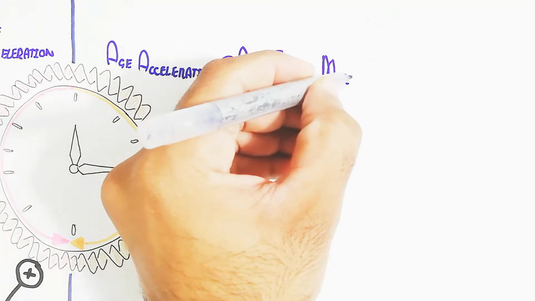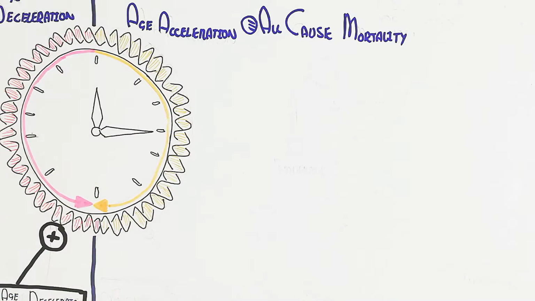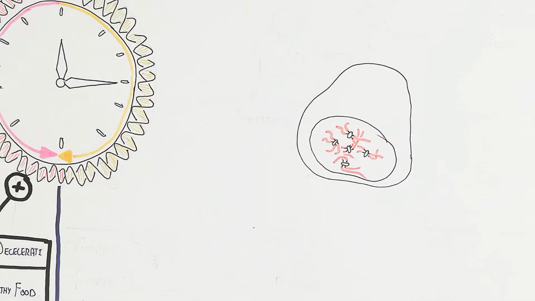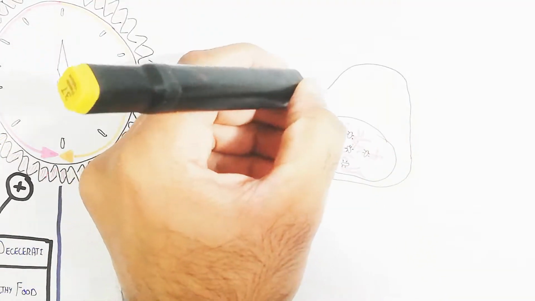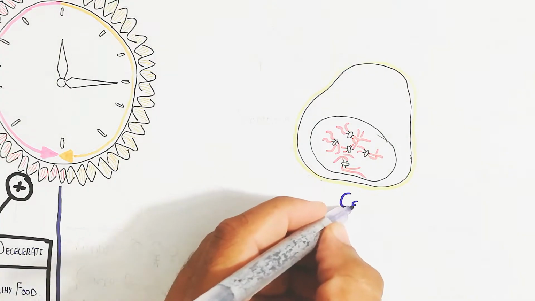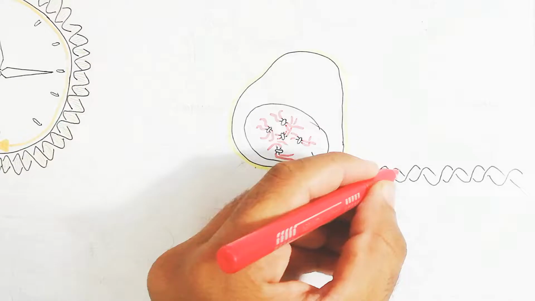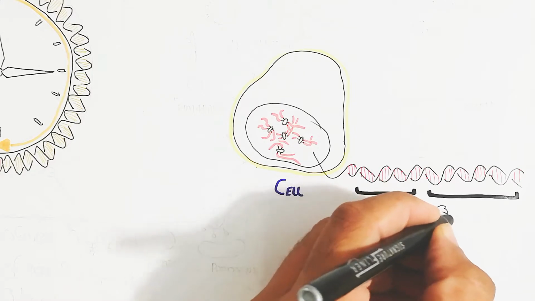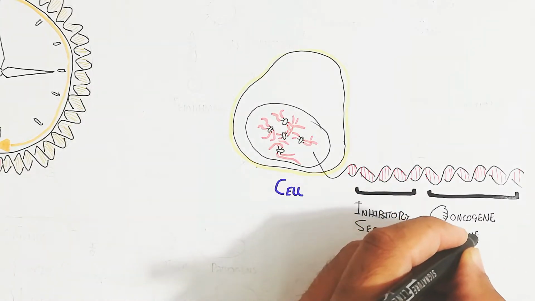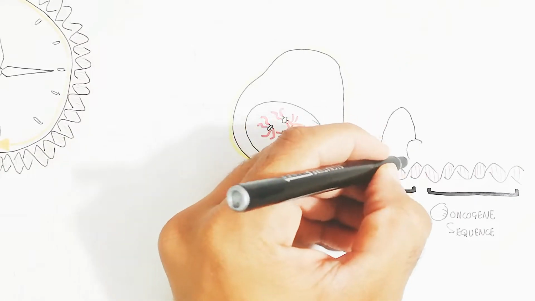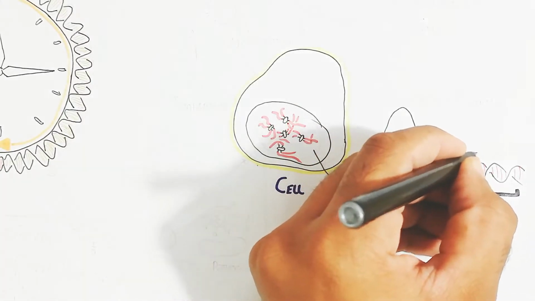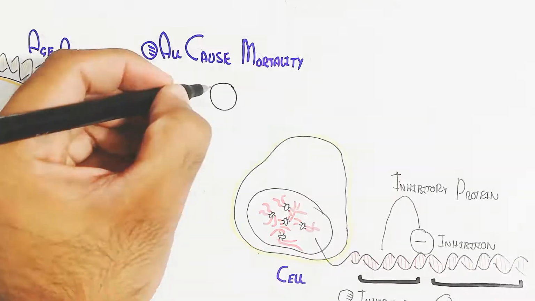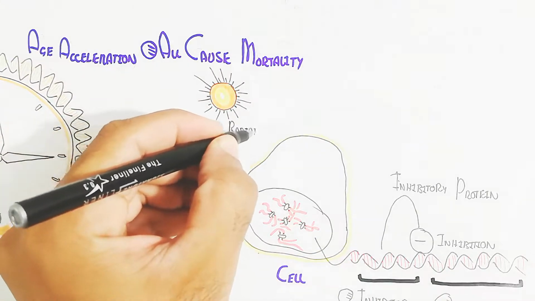In the case of age acceleration, let's understand how aging increases. All-cause mortality means moving toward death. Here I am drawing the model of the cell and the effect of environmental factors, which lead to DNA damage. This is the inhibitory sequence, which basically regulates the oncogene sequence. Whenever an acetyl group is added, the inhibitory protein is not inhibited, so in this way inhibition of oncogene expression will not occur.